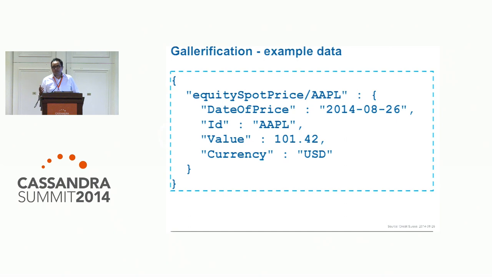And during a typical refresh of market data, we're talking anywhere in the region of 100 to 200,000 bits of market data that's getting saved into Hippo.